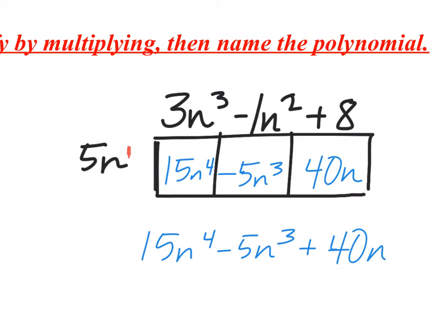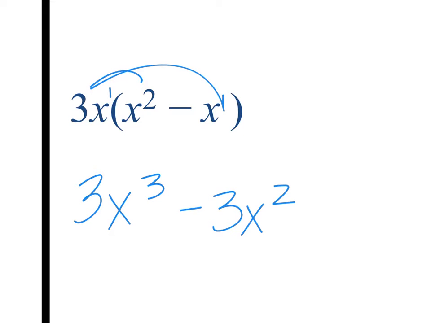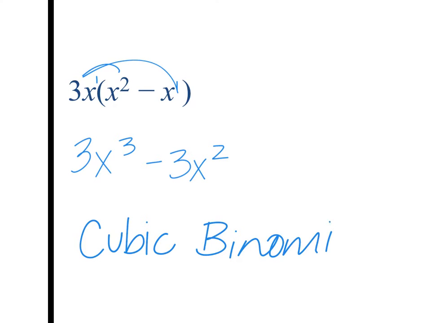So I don't care. Whatever one you like better. If you'd rather make boxes, if that makes more sense to you, you're multiplying length times width for each box, that's fine. If you'd rather distribute, that's fine. You're going to see me distribute. If you like boxes, that's fine. Make sure you add your exponents. 3x to the third minus 3x squared. This is a cubic, degree of 3. 2 terms. Binomial.